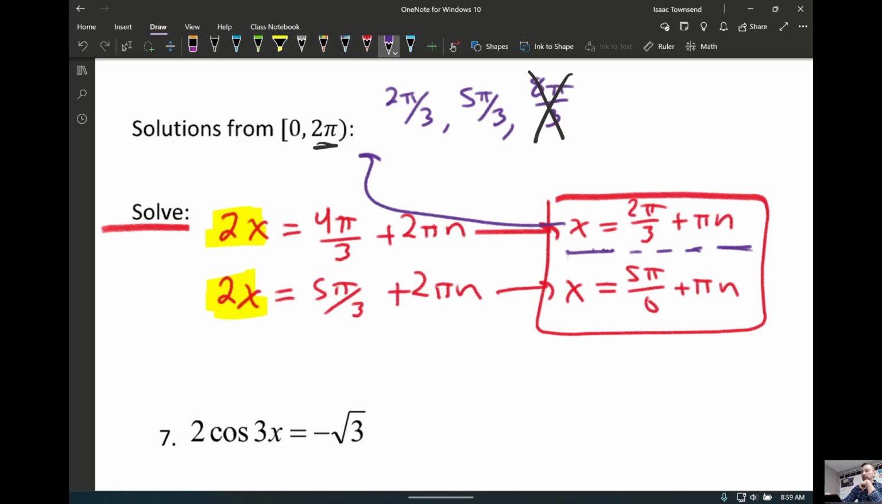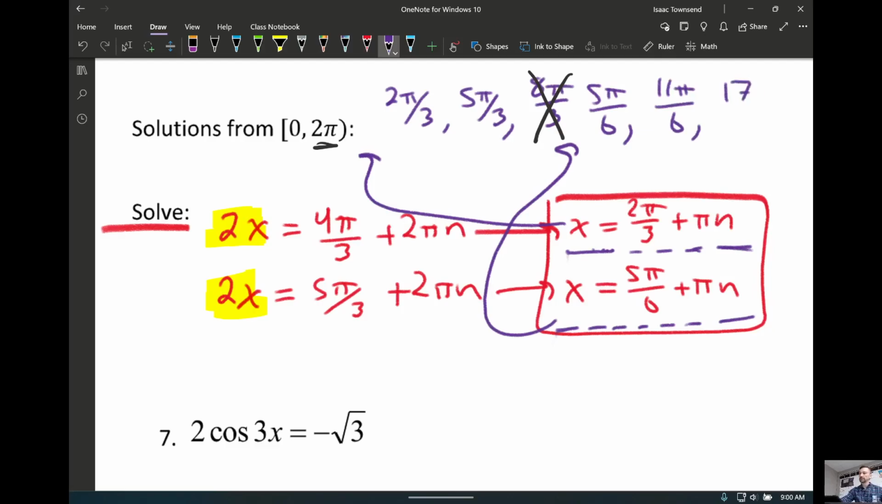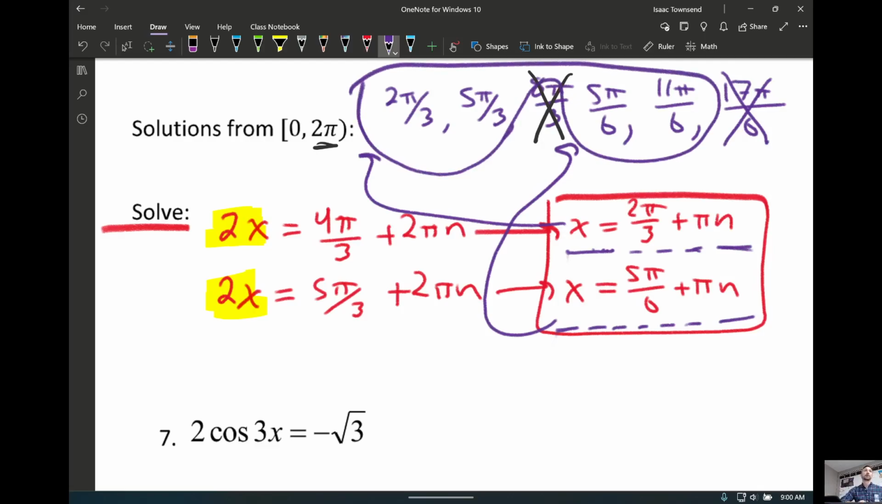Okay, now I need to do the same thing with this one. Use this formula to help it find all the solutions for me. So it tells me one of them is 5 pi over 6. And then it says add pi to get another one. So that would be 11 pi over 6. And then add pi to get the next one, which would be 17 pi over 6. But 17 pi over 6 is bigger than 2 pi. So it would just end up being those 4.